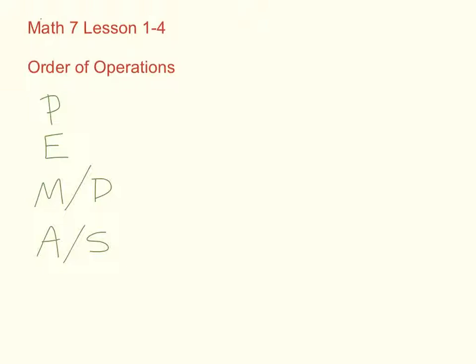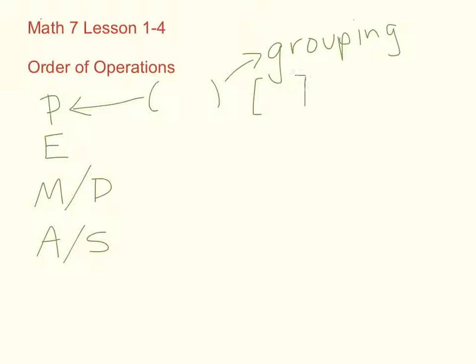Okay, so as you remember, P stands for parentheses. Or you might also want to think of it as grouping symbols. Because not only do you get parentheses, but that also includes brackets, which do the same thing. A bracket is nothing more complicated than another parentheses. And you also have fractions.